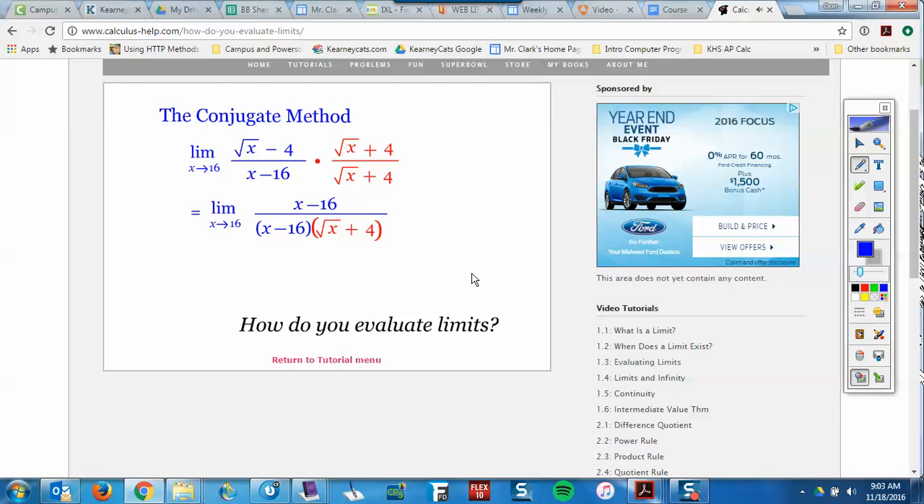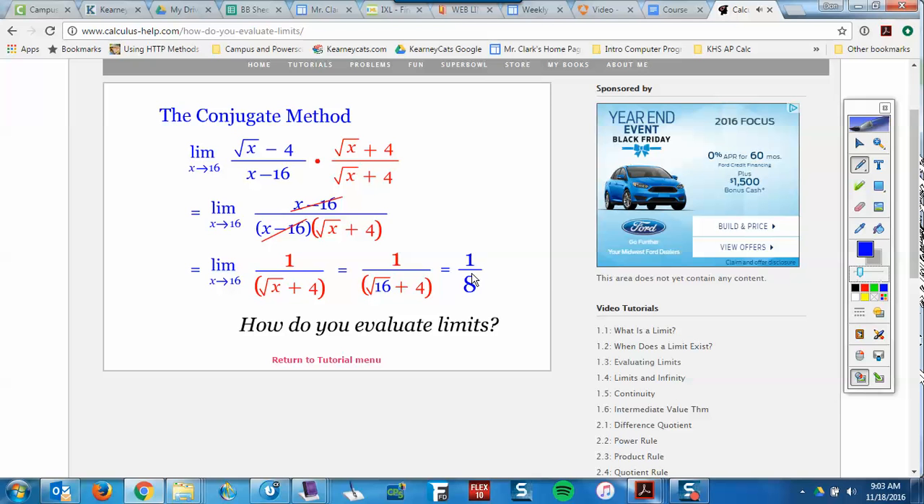Leave them as separate factors. Since I have x minus 16 in both the numerator and denominator, I can cancel them, just like I cancel like terms in the factoring method, and I'm left with the limit as x approaches 16 of 1 divided by square root of x plus 4. Do you see why we didn't want to multiply out the bottom? It makes simplification much easier.